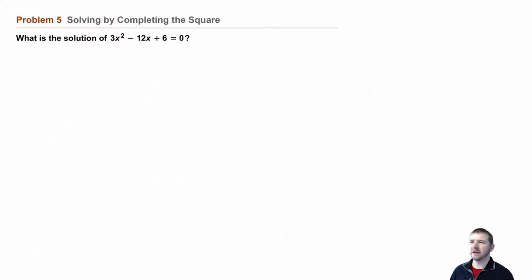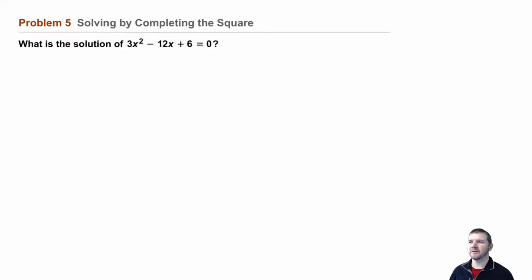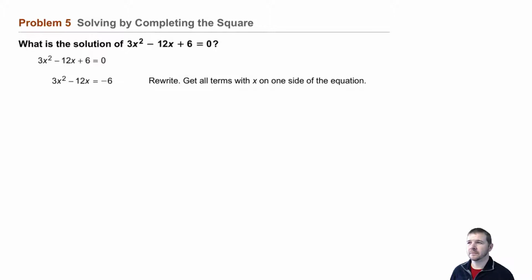Problem 5. Solving by completing the square. What is the solution of 3x squared minus 12x plus 6 equals 0? We'll start by rewriting the equation, rearranging, getting all the terms with x on one side of the equation, and all the constants on the other side of the equation.